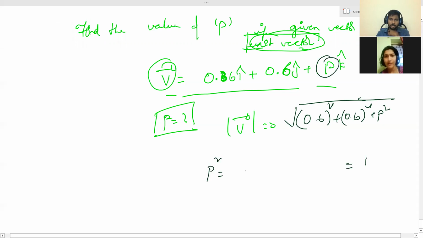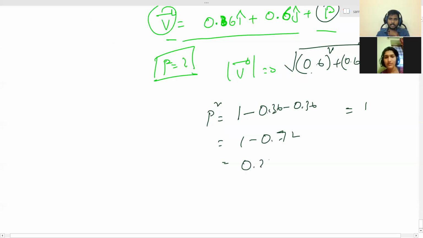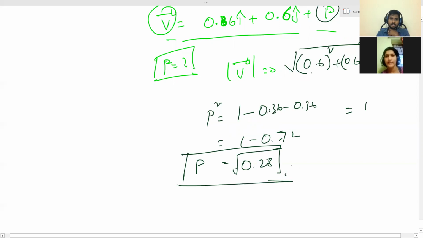That means P square is equal to 1 minus 0.6 whole square is 0.36, minus 0.36. So this is 1 minus 0.72, that is nothing but 0.28. So P is equal to root over 0.28. This is the answer.